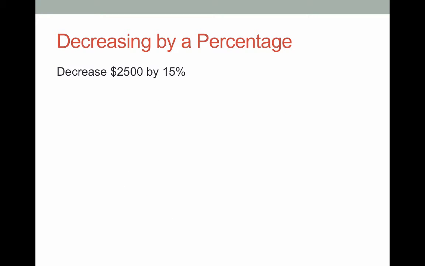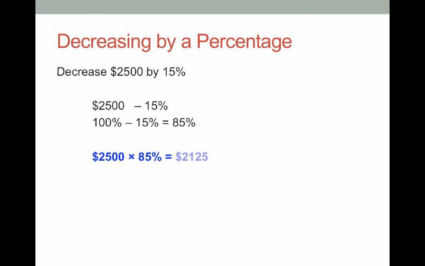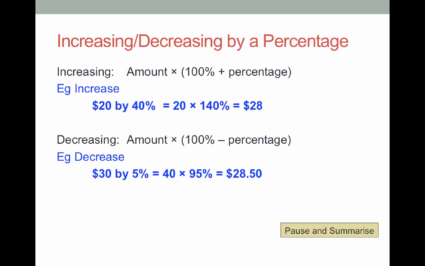Let's say I want to decrease $2,500 by 15%. So let's take that $2,500, it represents 100%, and if I take away 15%, what I actually want to find is 85%, because 100 take away 15 is 85%. So in one go on my calculator, what I would put in is 2,500 times 85%, and that would give me my answer in one go of $2,125. That's increasing and decreasing by a percentage.